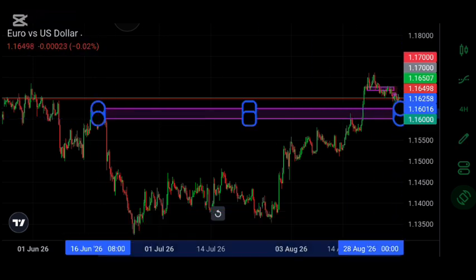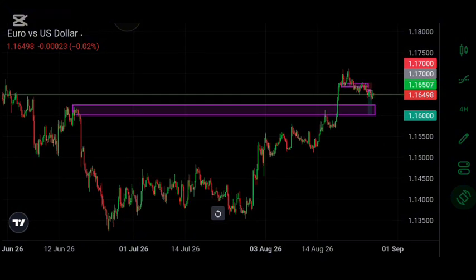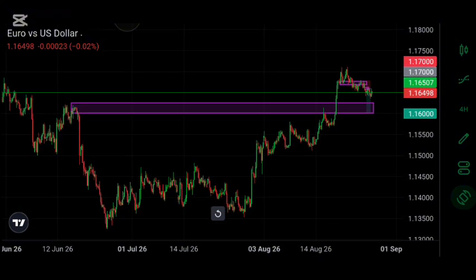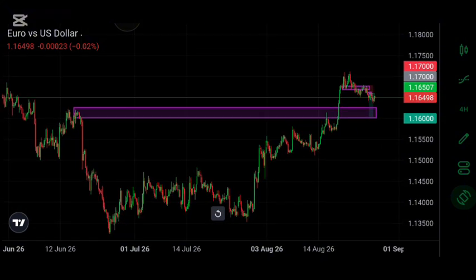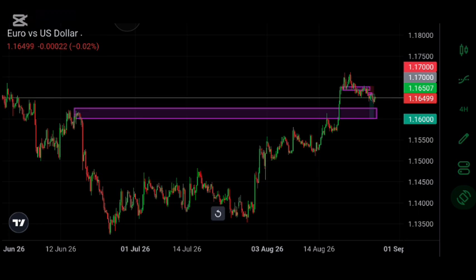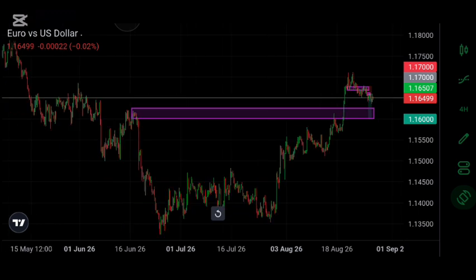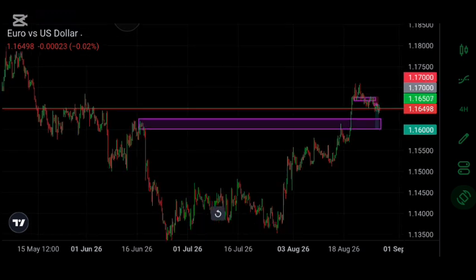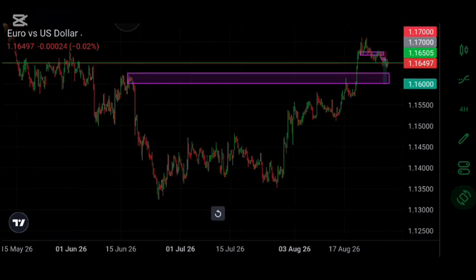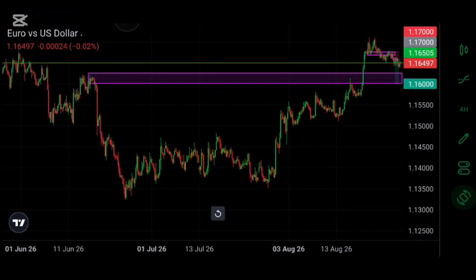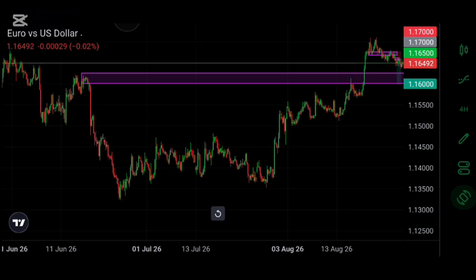Now you can see initially before the market broke, it touched the resistance zone, then tried to pull back, but there was strong momentum of the buyers. They broke the zone. Now we're expecting the price to retest back to the zone, and now our resistance will act as a demand zone.